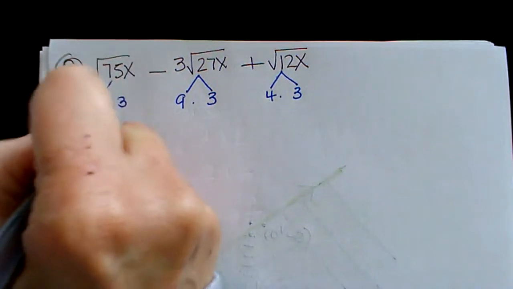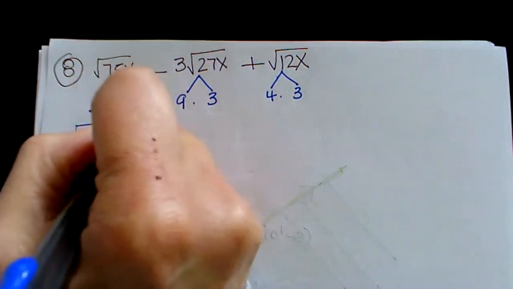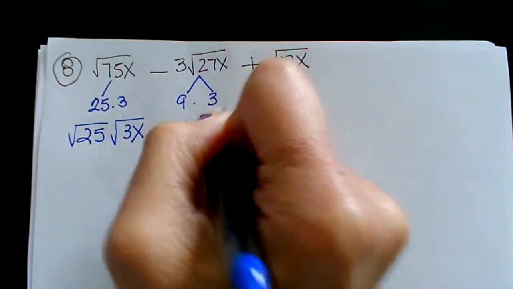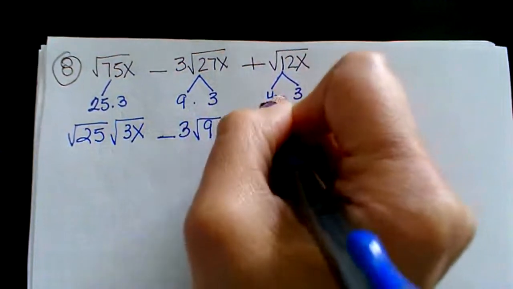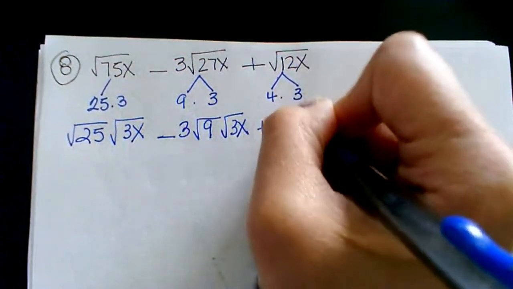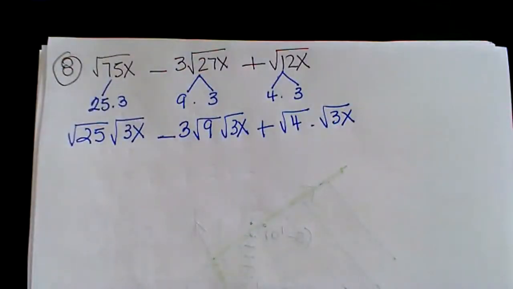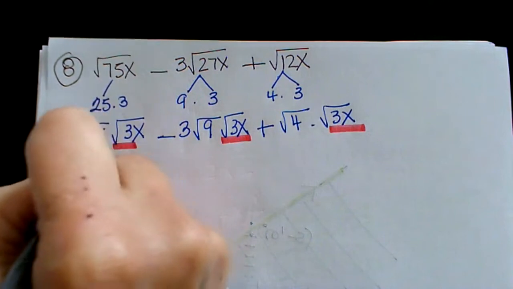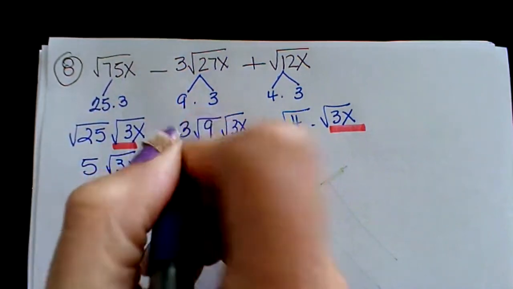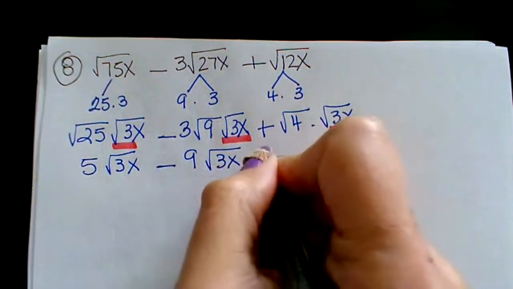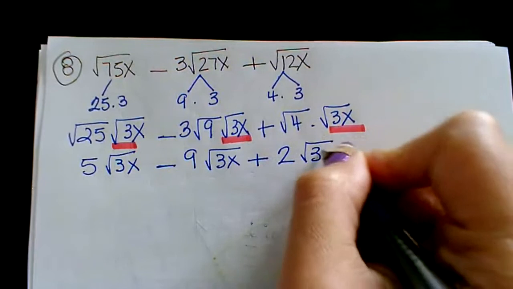So we have the square root of 25 times the square root of 3x minus 3 times the square root of 9 square root of 3x plus square root of 4 times the square root of 3x. I don't know if you guys see this. All the same. Now, this is 5 square root of 3x. This will be 3 times 3, 9 square root of 3x plus 2 times square root of 3x.